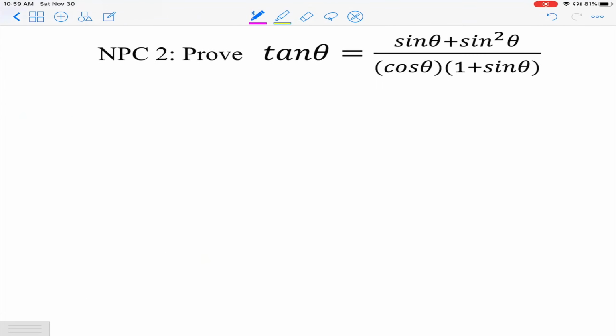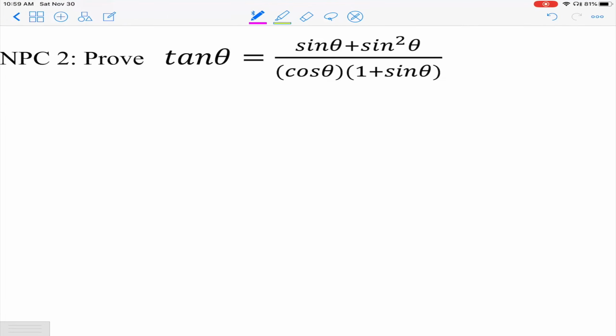Now then the next one is tangent theta equals sine theta plus sine squared theta over cos theta, 1 plus sine theta. Now when you're dealing with this, remember we change this side rather than this one because it has more terms.